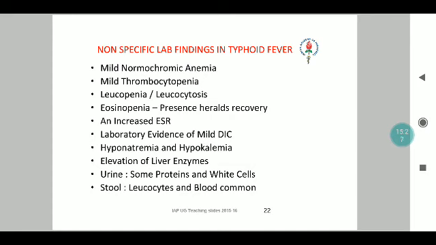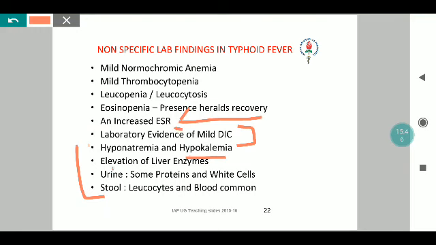If we consider other lab findings, there are various degrees of anemia which are present due to other reasons, and eosinopenia, generally the presence of which suggests a slow recovery. Increased ESR is also seen along with other lab evidence of DIC in more severe cases. Other complications can include hyponatremia, hypokalemia, and elevation of liver enzymes, with some protein and white cells in urine, and leukocytes and/or blood present in the stool also.